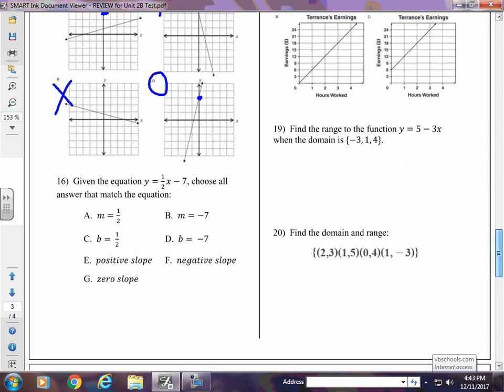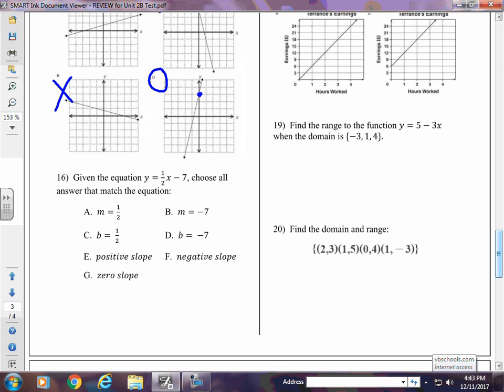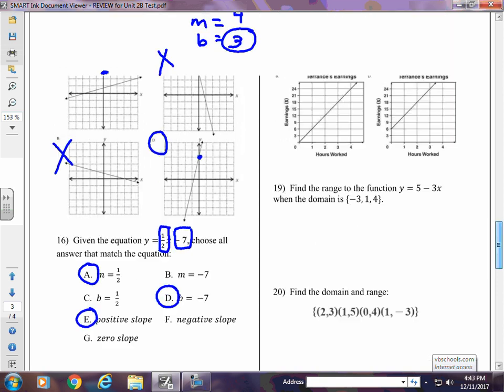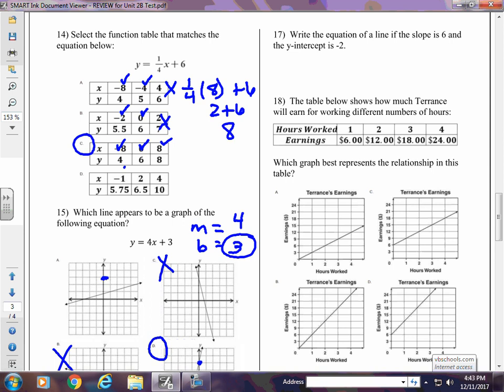For number 16, you want to take and pick all the choices that fit the equation. All right, so when we're looking at the M, it is always in front of the X, so that's 1/2. So that means A is that choice. When you look at the B values, the B is the number by itself. That's the -7, so that'd be letter D. And then in terms of what type of slope it has, because the slope is 1/2, that is a positive number. So all three of those choices have to be chosen.